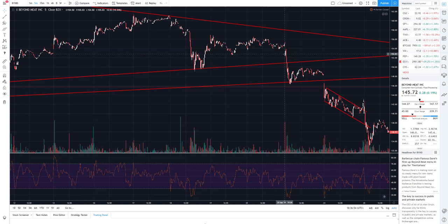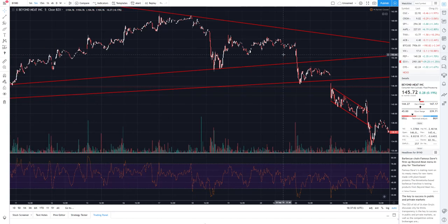I was watching in the morning. It was gapping down pre-market to this level here. So you expect to bounce right away, but at this point, I wasn't sure if I was going to enter. I really wanted a resistance retest in the morning.